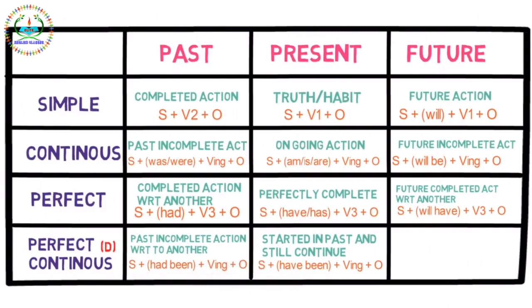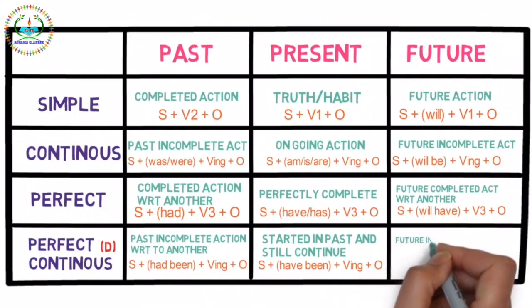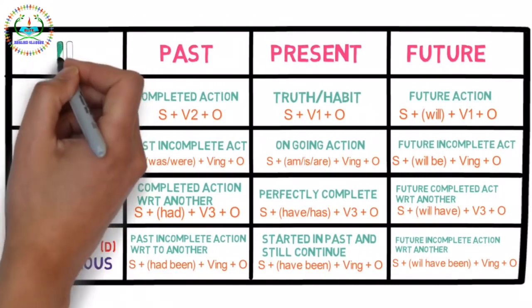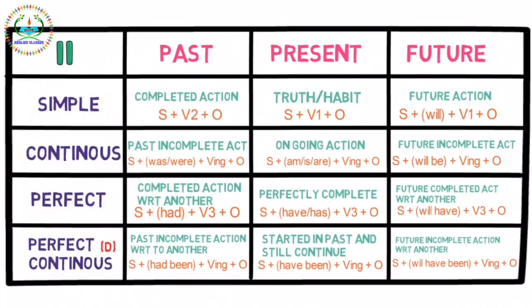Future perfect continuous tense will refer to future incomplete activities with respect to another. Here also, we are giving importance to action's duration in the sentence. Sentence structure is subject plus will have been plus verb's ing form plus object. This is the entire chart, and this chart covers all the tenses with a trigger word to remember and a sentence structure to follow. Please pause the video and remember this chart, and you will never forget tenses.